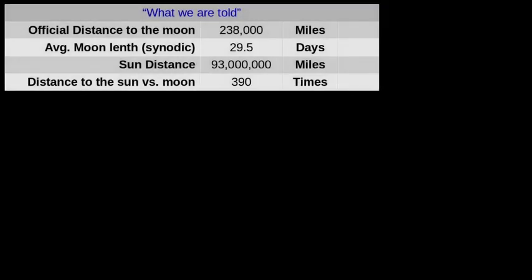So let's look at what they've told us so far. The moon is 238,000 miles away from the Earth. There's 29.5 average moon days. That's this synodic. I'm assuming that's on a yearly basis. Couldn't really find that on Wikipedia. The sun is 93 million miles away, and the distance to the sun versus the moon is 390 times. But they always say it's 400 times further away than the moon is to the Earth.